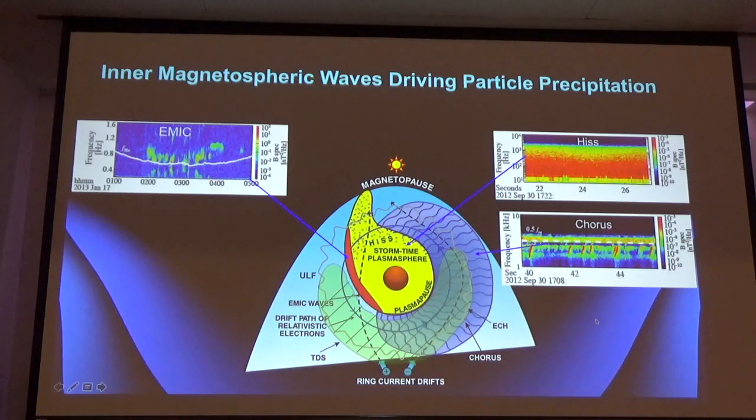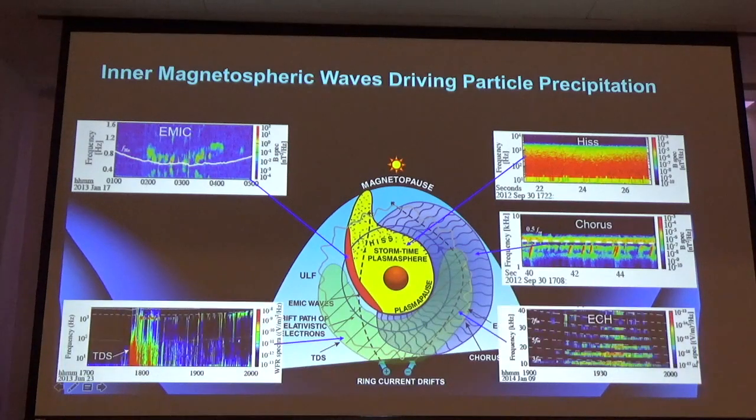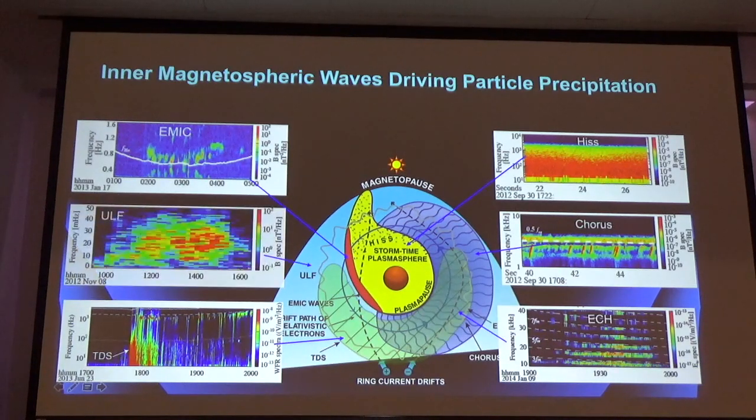And outside the plasmapause, we can also see the ECH wave, as well as the time domain structures, all the way from the dusk sector up to the dawn sector. And in addition, in the inner magnetosphere, the ultra-low frequency waves are also commonly observed. So as you can see, when those energetic particles circle around the Earth, they interact with the various inner magnetosphere waves and change their dynamics, and some of them can precipitate into the upper atmosphere.